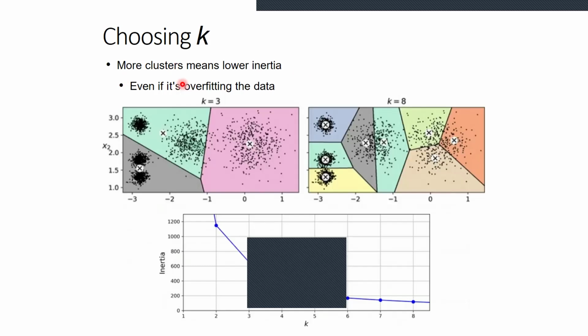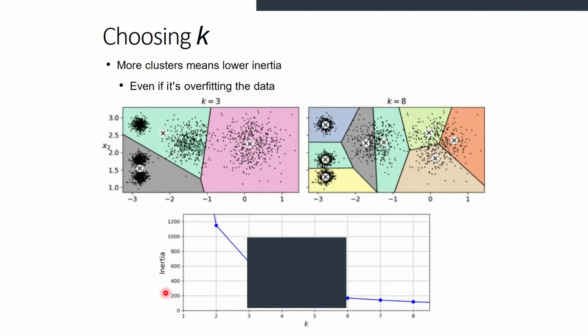More clusters means lower inertia, even if it is overfitting the data. So here we'll take three clusters, and on the right side we'll take eight clusters. I'll take three clusters, and one more with eight clusters.